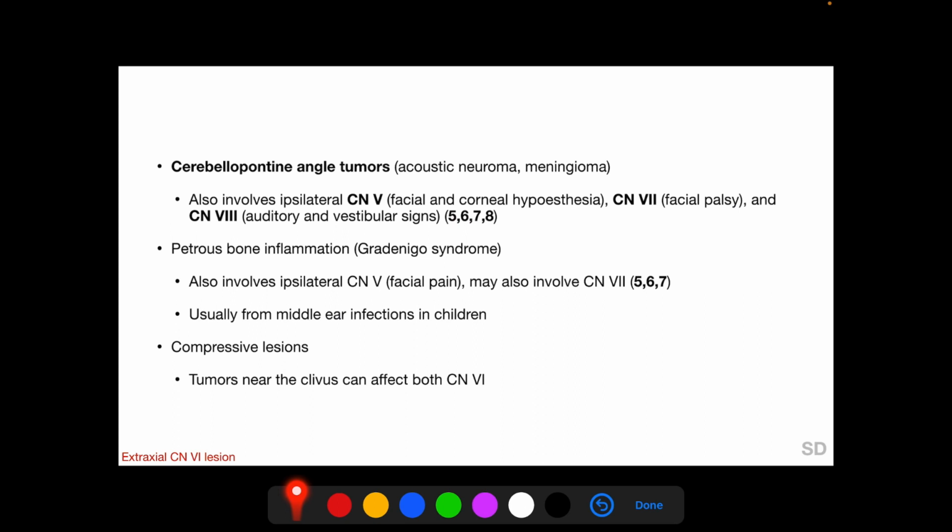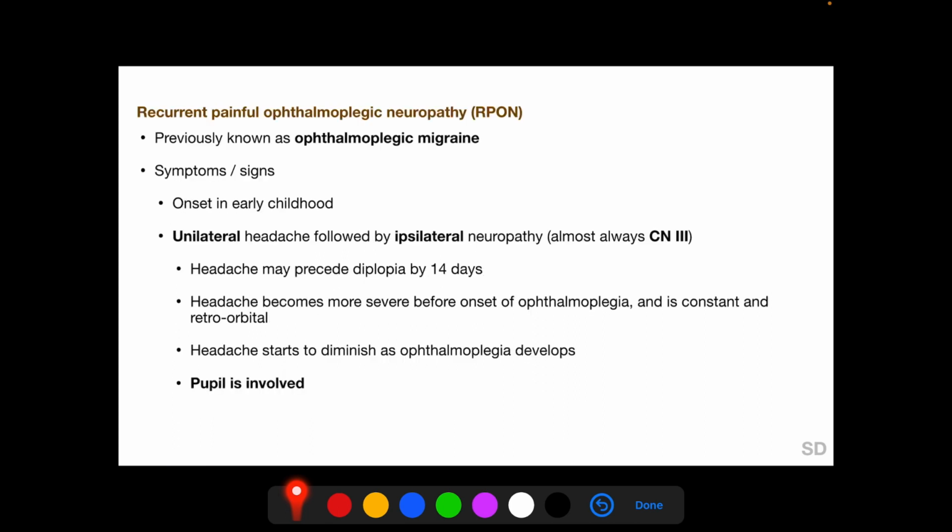The sixth cranial nerve can also become involved with petrous bone inflammation, and this usually arises from middle ear infections in children and is called Gradenigo's syndrome, and it usually also involves the fifth cranial nerve causing facial pain and may also involve the seventh cranial nerve. So fifth, sixth and seventh cranial nerves can become involved in this situation. The eighth cranial nerve is usually spared by a lesion at this site. Compressive lesions can also affect the sixth cranial nerve, and tumors near the clivus on the posterior aspect of the sphenoid bone can affect both sixth cranial nerves.